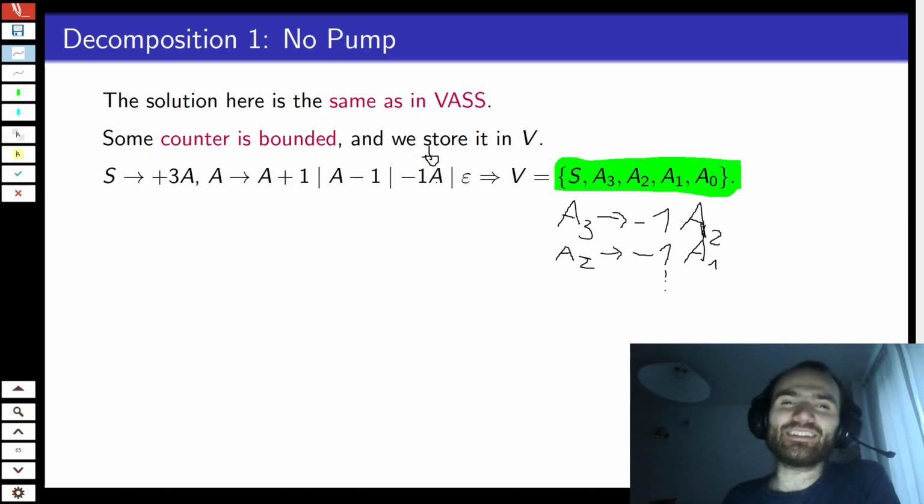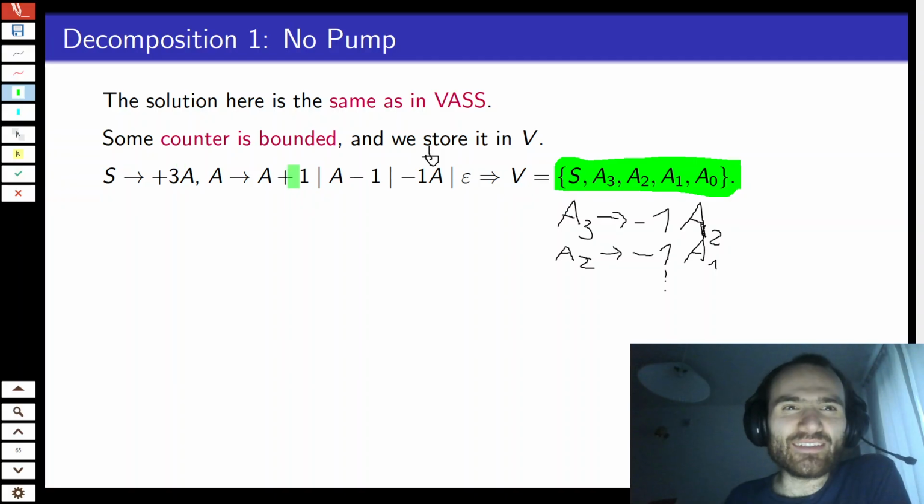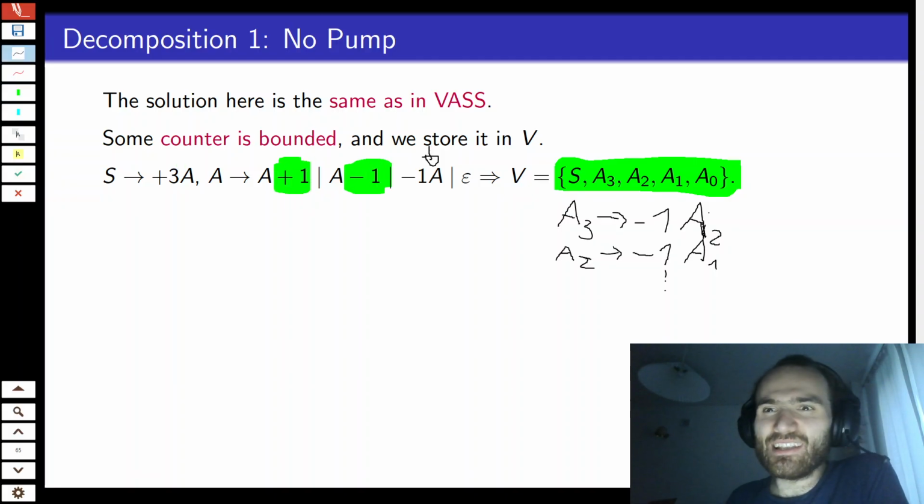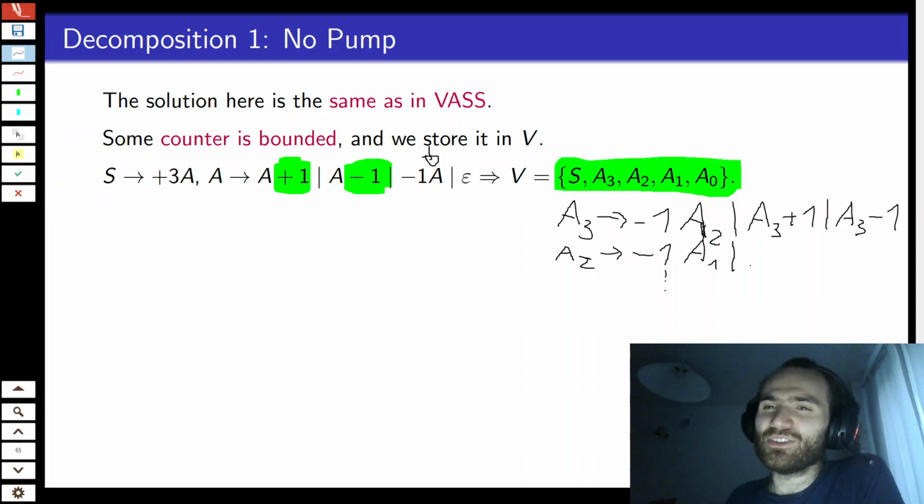It's literally the same way you would do it in VASS, but the reason I take this example is because of these right-hand sides. I want to make it clear all of these non-terminals still have the rule A3 goes to A3 plus 1 or A3 minus 1. These rules still exist. They are not deleted.